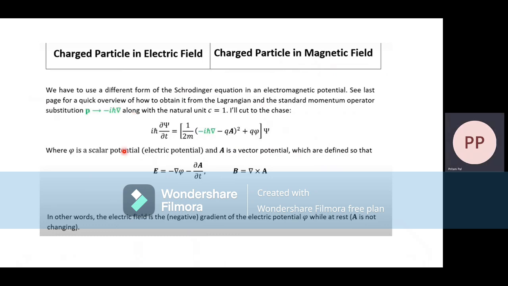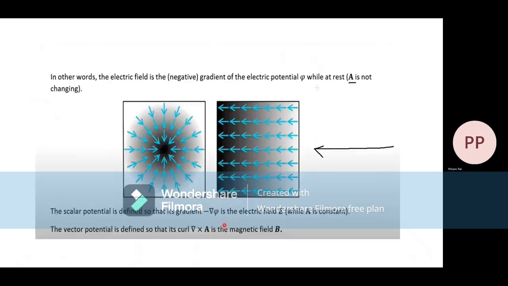In other words, the electric field is the negative gradient of the electric potential, while at rest the vector potential is not changing. And then there is the curl of this vector potential. As I mentioned, the electric field is the negative gradient of the electric potential at rest.